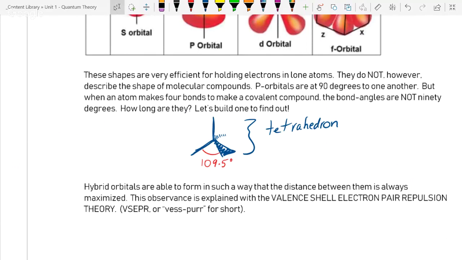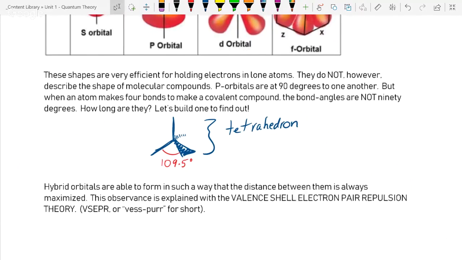Are you shocked? Okay. So hybrid orbitals are able to form in such a way that the distance between them is always maximized. So unlike regular orbitals, hybrid orbitals form to maximize the distance between them, which if you think about it, since this is now going to make this thing be stuck to another atom, when you start building big molecules, the basic arrangement is you want to make the other atoms in the molecule as far an angle away as possible so things don't collide and crowd into one another. Does that make basic sense? So hybrid orbitals always maximize the distance between them.